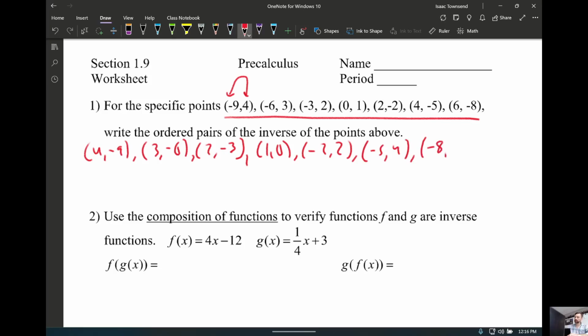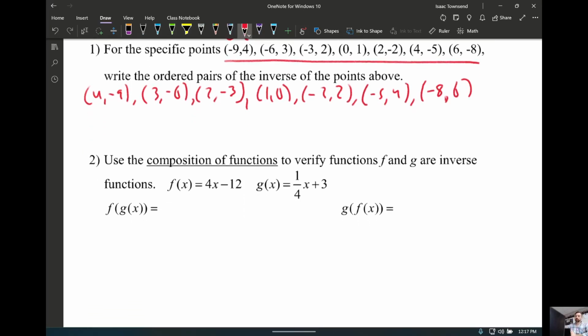The only mistake I often see on this is sometimes students will make things negative, like they'll switch them or change the sign on them, but that's not what inverses are about. Inverse just means swap x and y only, not change signs.